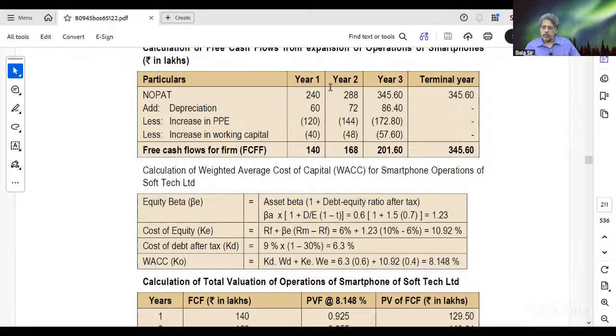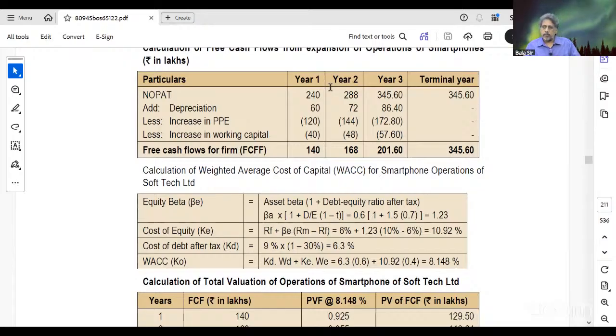Yes, sir. KD into WD plus KE into WE is equal to 6.3 into 300 lakh, the amount of debt, upon 500 lakh funds employed, 300 plus 200 lakh equity, or 60% debt, 0.6, plus 10.92 into 0.4. How much do you get? 8.148%. This is the weighted average cost of capital. I will use this as a discount rate for discounting my free cash flows. I want to find the discount factor using this discount rate, 8.148%, to calculate the discounted cash flow.